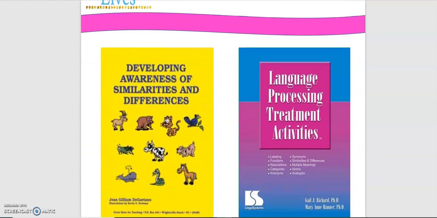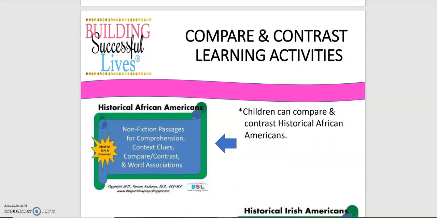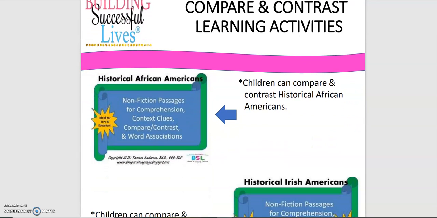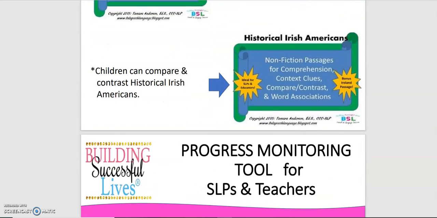This is a good book, Developing Awareness of Similarities and Differences by Jean Gilliam, and also the Language Processing Treatment Activities book that I've highlighted previously by Dr. Gail Richard and Dr. Marianne Hanner that works on semantic or language processing activities. And I also have compare and contrast learning activities with my historical African Americans and historical Irish Americans.